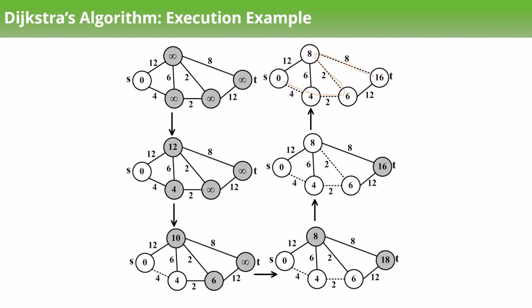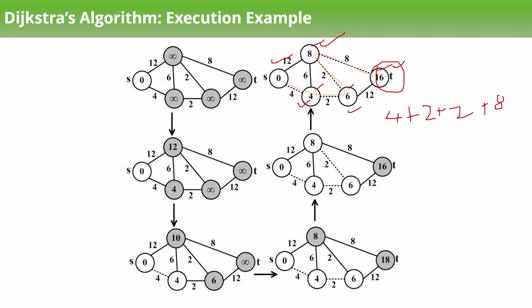So the destination is updated by the top node, the top node is updated by the bottom middle node, and the bottom middle node is updated by the bottom left node. Therefore the shortest path is S, then bottom left, then bottom middle, then the top node, and next the destination node. The distances are 4 plus 2 plus 2 plus 8, which is 16. So this is our target, the shortest distance value.